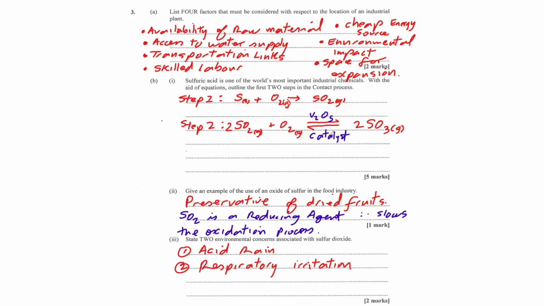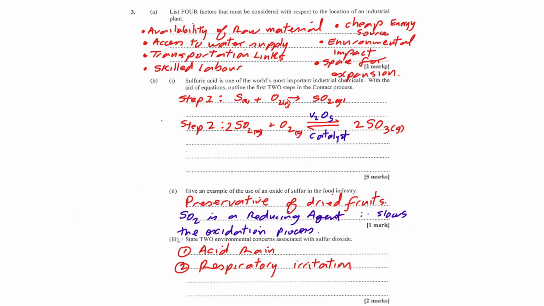B, Part 2. Give an example of the use of an oxide of sulfur in the food industry. So the first thing we want to know is that sulfur dioxide is a reducing agent and the food spoils because of the oxidation process. So the reducing agent would now slow the oxidation process. So the sulfur dioxide is acting as a preservative, and in this case, preservative of dried fruits, but it can be used as a preservative in wine and many other things.